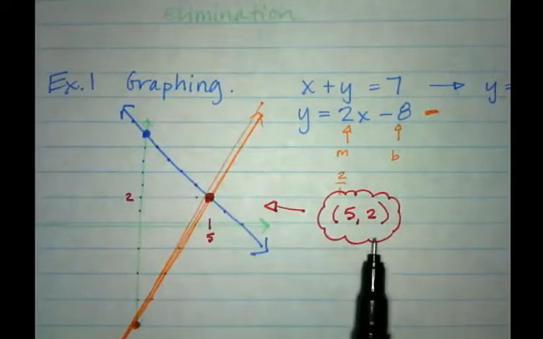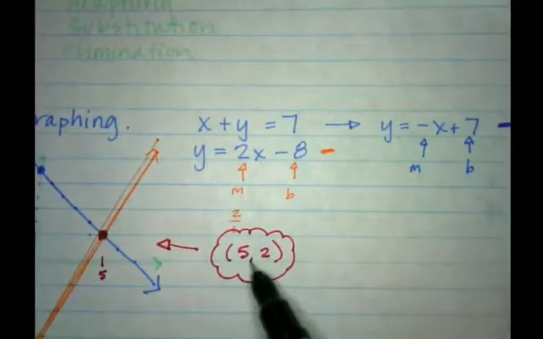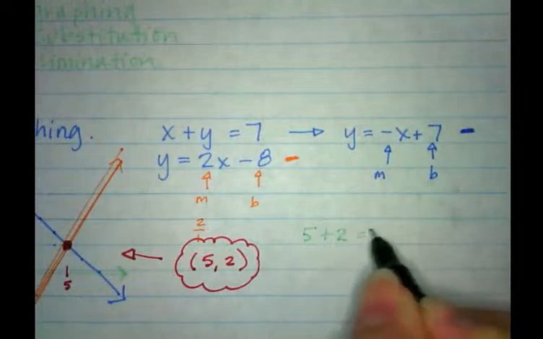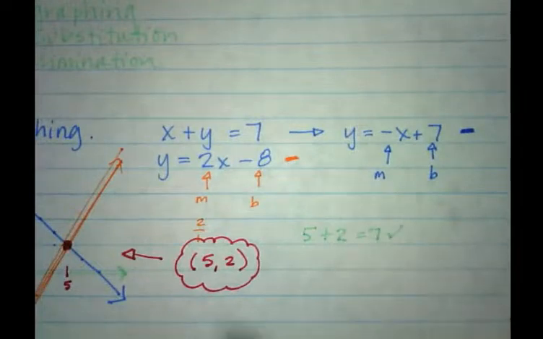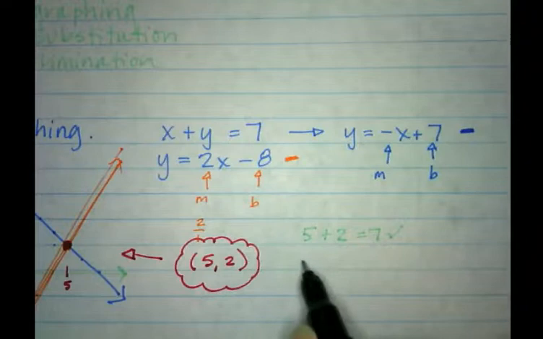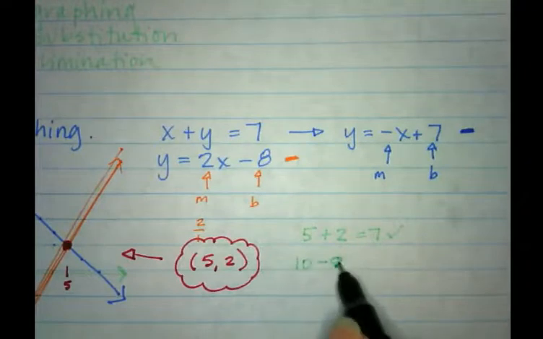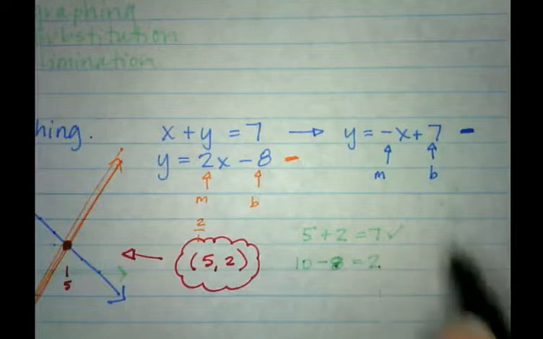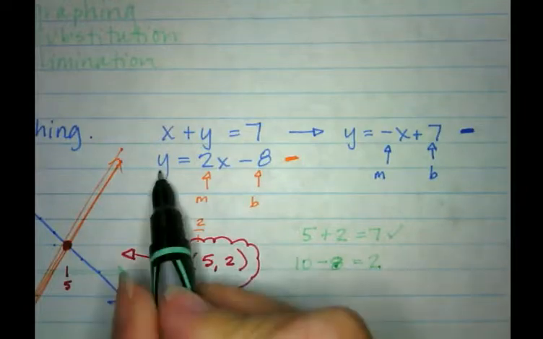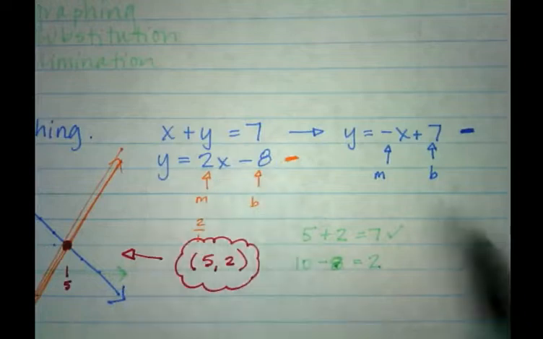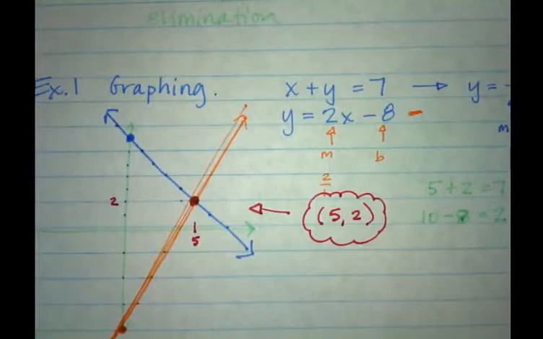Now, if you wanted to check it, the easiest way to check is to just fill it back in. So if I filled this into the first one, I would have 5 plus 2 equals 7, and it does. If I filled it into the second one, I would have 10 minus 8 equals 2, and 10 minus 8 does equal 2, because that's the 2. So that one checks. So that's a review on graphing.